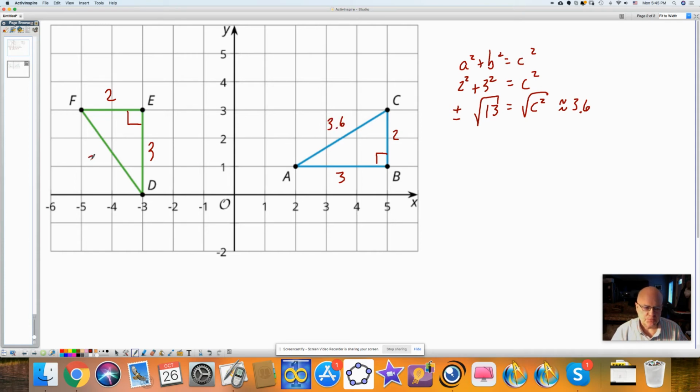Same with this one. And now we need to find the angles. We've already found the one. To find this angle, angle A, we're going to use the opposite divided by the adjacent.